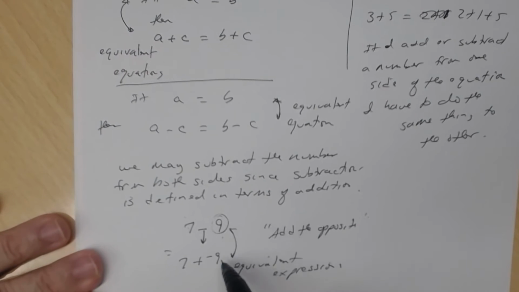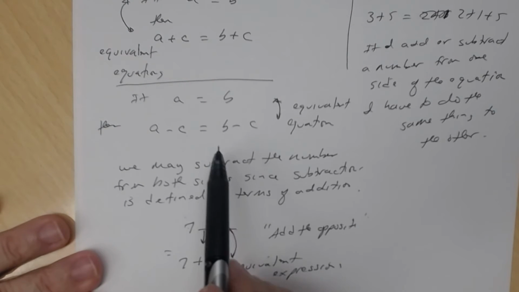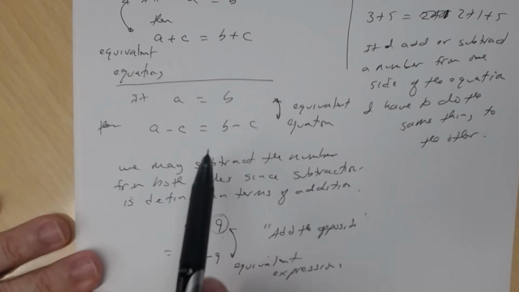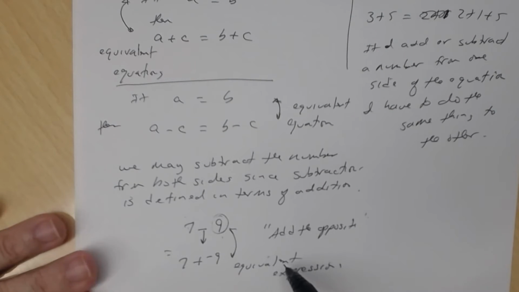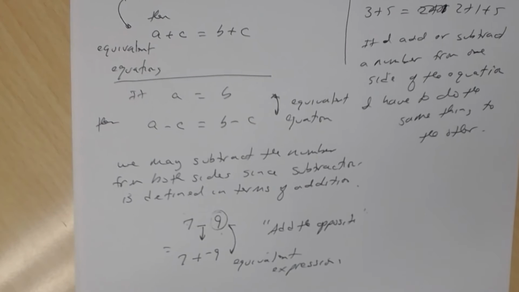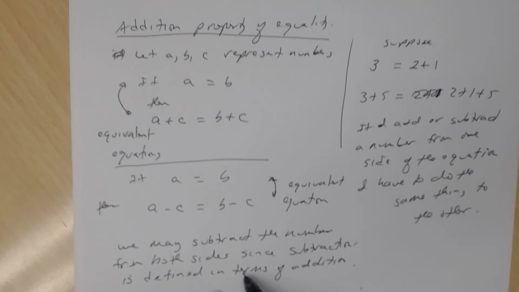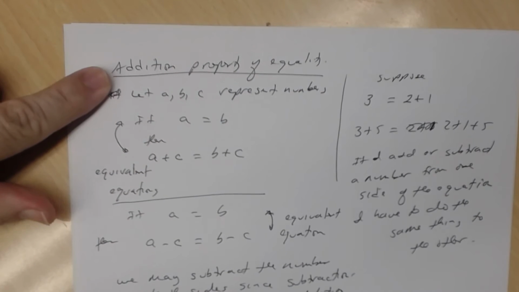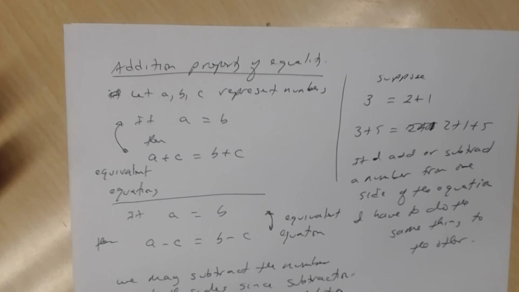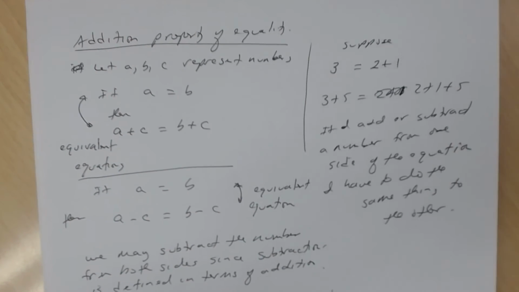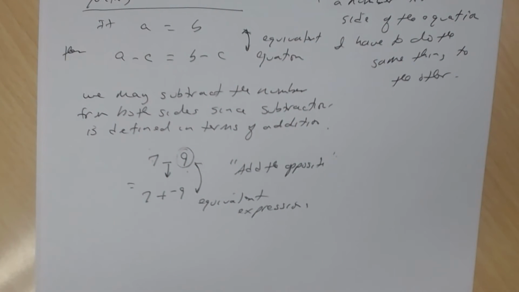And these are not equations, these are expressions. This expression is equal to this expression. These are equations because this side equals that side. Okay, so those are equations, but they're equivalent expressions. All right, so that's why it's still called the addition property. It's not called the subtraction property, it's called the addition property. There is no subtraction property. It's just the addition property of equality. All right, so let's look at some examples.